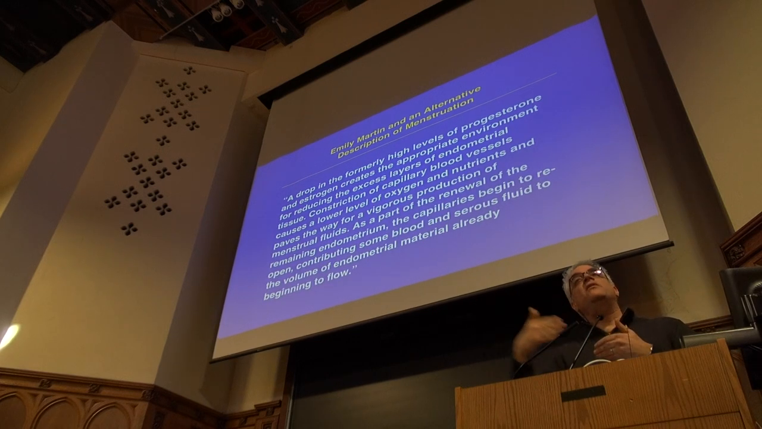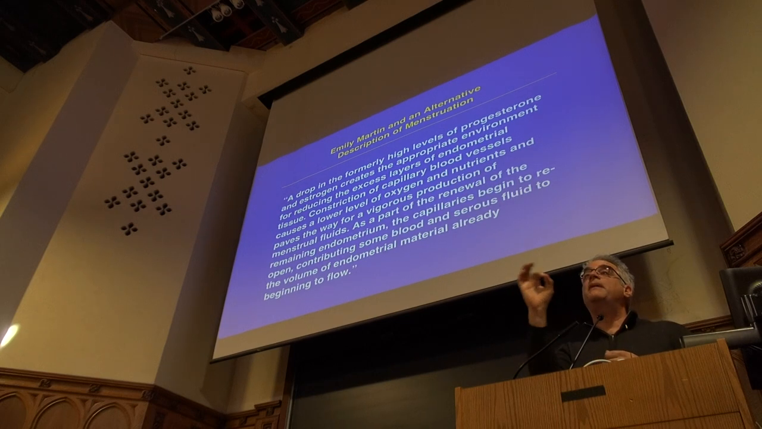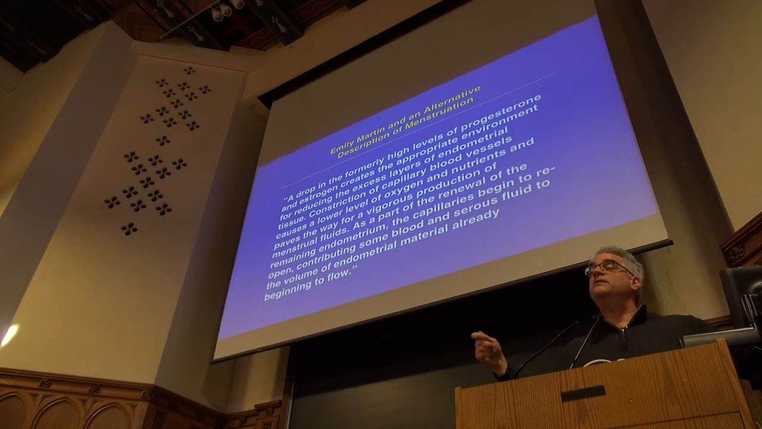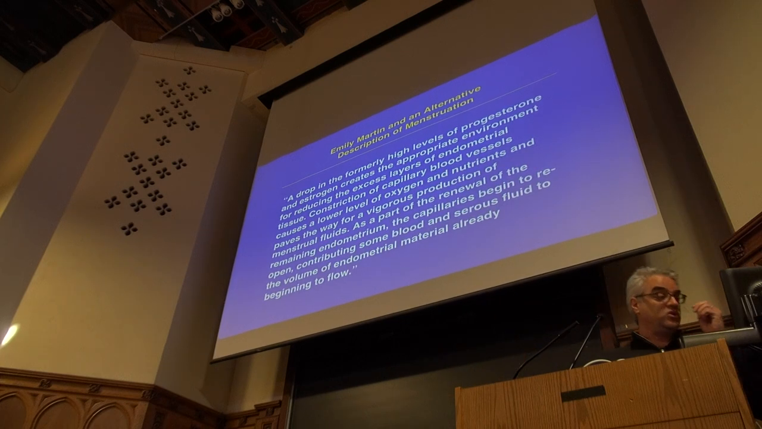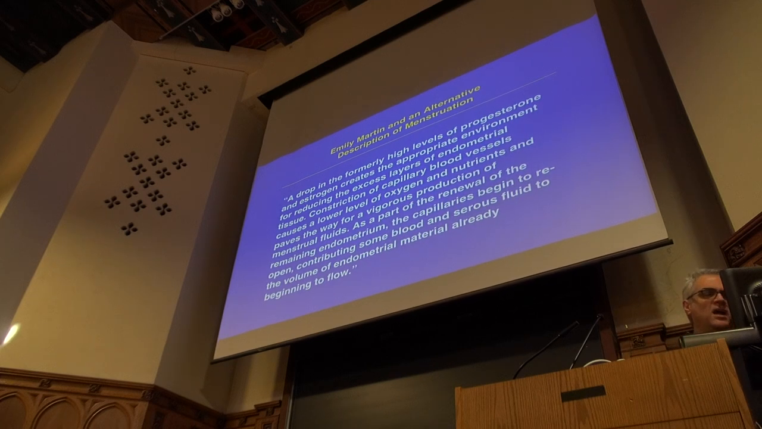And then I started reading the other examples, and then I read this thing, which hit me like a bullet in the brain, because what Martin's about to do is give a scientifically correct description of the same process that's completely different. Here's her description. A drop in the formerly high levels of progesterone and estrogen creates the appropriate environment for reducing the excess layers of endometrial tissue. Constriction of capillary blood vessels causes a lower level of oxygen and nutrients and paves the way for a vigorous production of menstrual fluids.